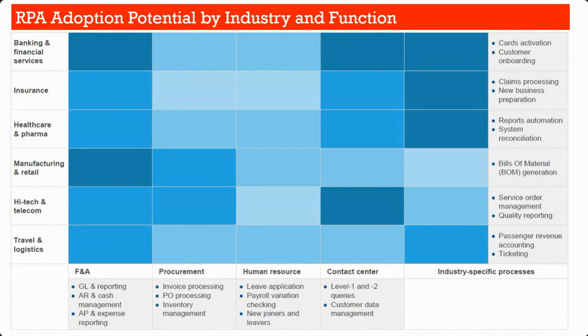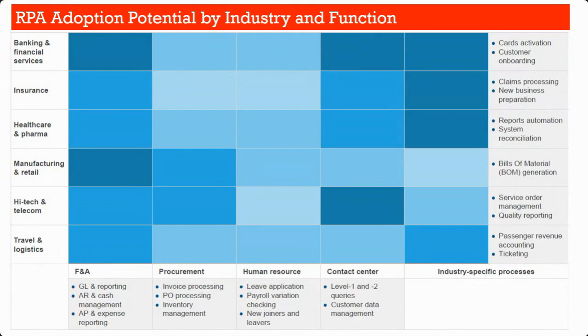So in this slide, what I have captured is the verticals. The vertical is industry, and below we have some functions, right? So we have banking and financial sectors, insurance, healthcare and pharma, manufacturing, high tech, and travel and logistics. And at the bottom, you could see there are some common processes that happen across all of these verticals. In banking and financials there is F&A, in insurance also there is F&A, in healthcare there is also F&A.